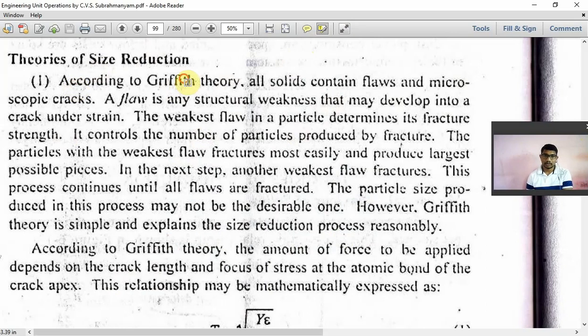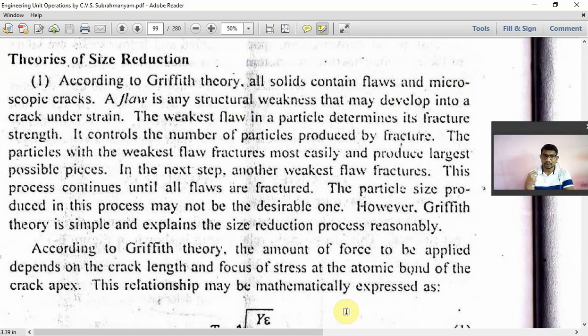So according to this theory, solid consists of, solid means your powder or powder particles or any solid material, that consists of some flaws and microscopic cracks. So that is where you can break it. According to this theory, Griffith says that your particle or material will have certain flaws or certain microscopic cracks. A flaw is any structure which is weakened that may develop into a crack after certain strain. Okay, meaning if we give it a certain amount of stress, it will develop some strain, and wherever the flaw is, the material will break from there.